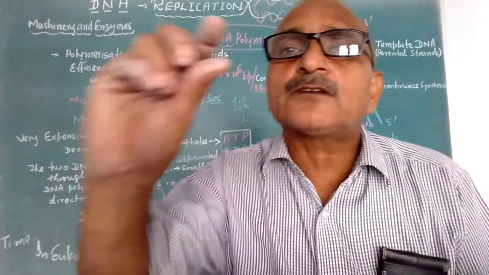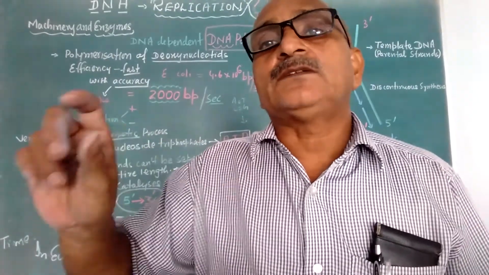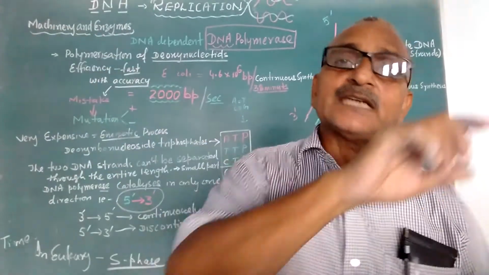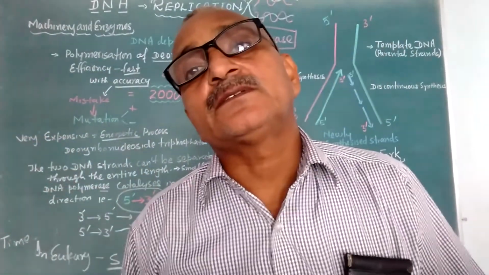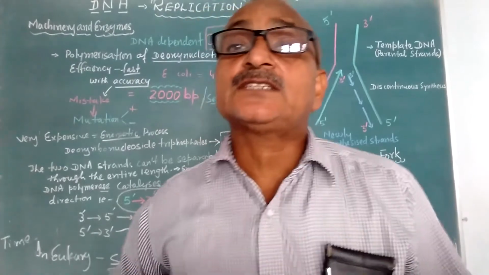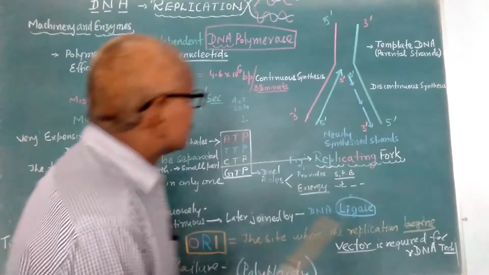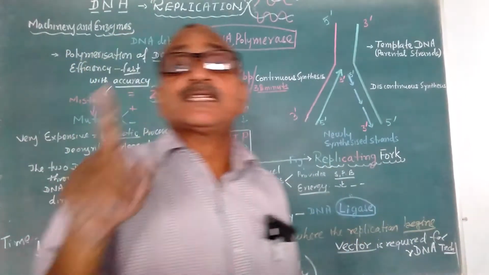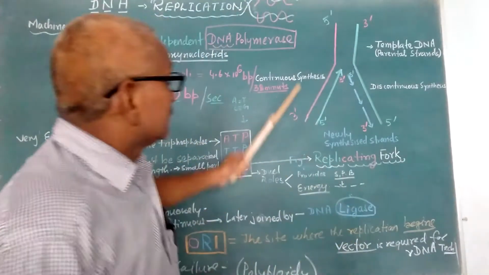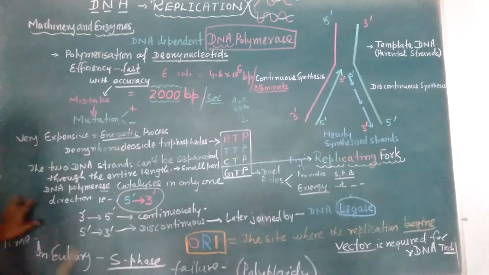So only a part of DNA replicates at a time, and one by one it is added and progresses forward, and the entire set of DNA takes some time to replicate. Okay, so that's why we say the S phase of the cell cycle is the longer phase. In the S phase, this replication occurs. You understand? So the two DNA strands cannot be separated entirely.